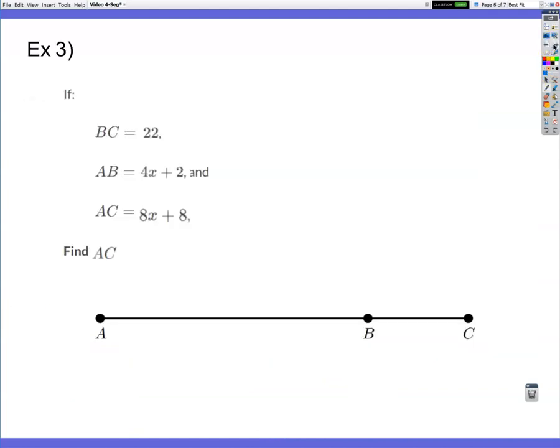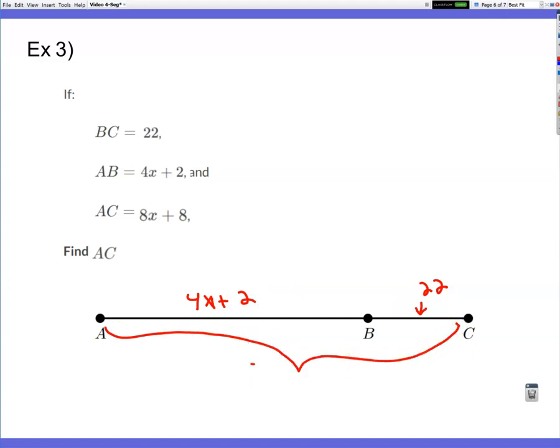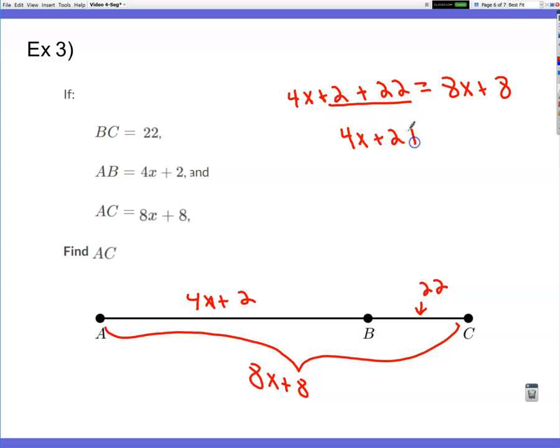Okay, so my next problem, they're telling me that BC is 22. They're telling me that AB is 4x plus 2. And then the entire line segment, AC, is 8x plus 8. So according to my postulate, the equation that I can write is 4x plus 2 plus 22 equals 8x plus 8. Now we can go ahead and solve this out. First I would add up the 2 and the 22, so I have 4x plus 24.